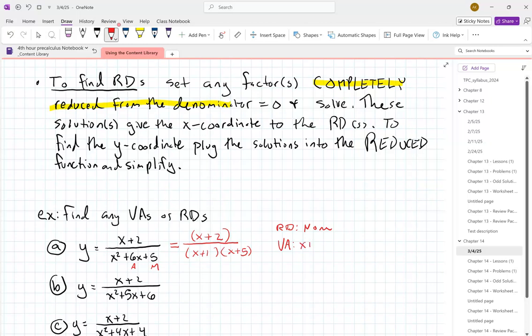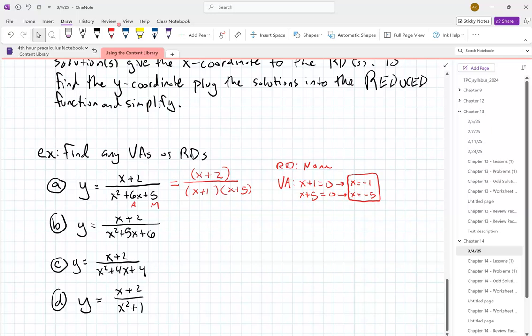So my vertical asymptotes are just going to be from the factors in the denominator set equal to 0. So I have two vertical asymptotes for this problem, one at x equals -1 and one at x equals -5. Everybody feel okay there? Should go on to the next one.